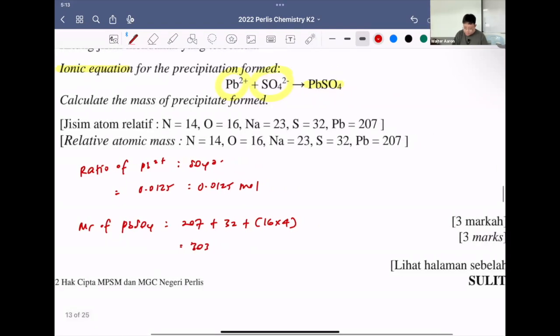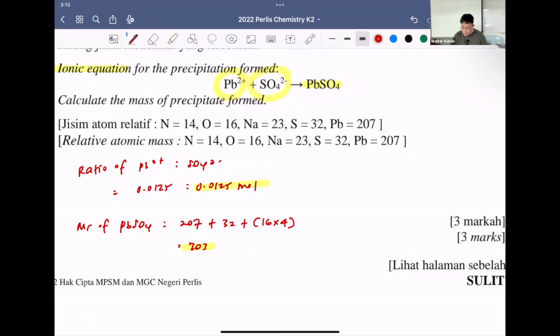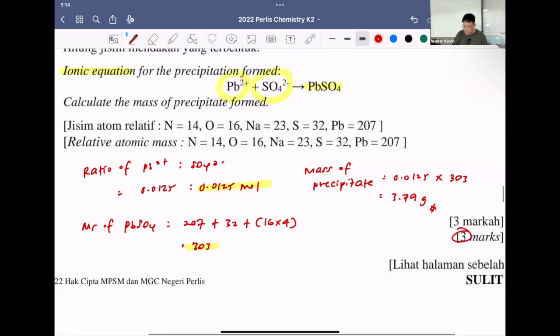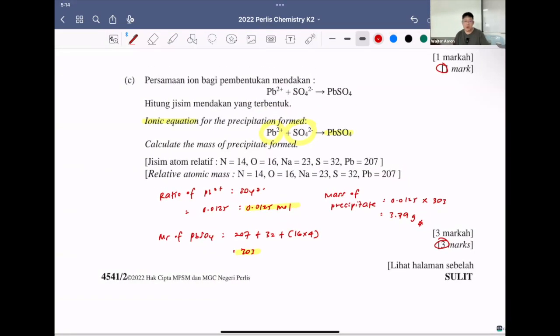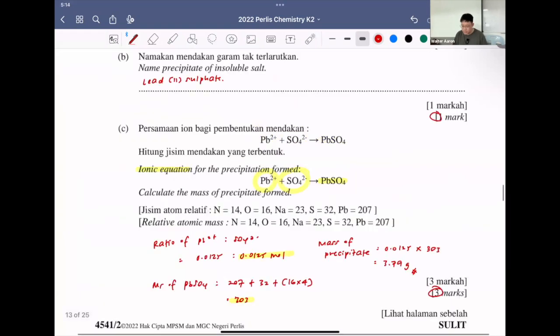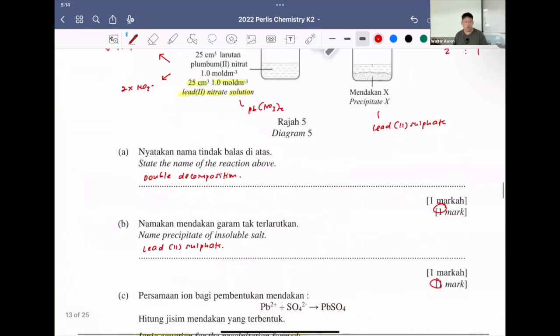So right now, since we have the number of moles over here and they have the Mr over here, the mass of precipitate formed will technically be the number of moles, which is 0.0125, multiplied by 303, which is the Mr. So your answer is supposed to be approximately 3.79 grams, if you round to two decimal places. So for this question, if you answer everything correctly and show all workings in terms of the top one as well, then you'll be able to get a total of 3 marks.